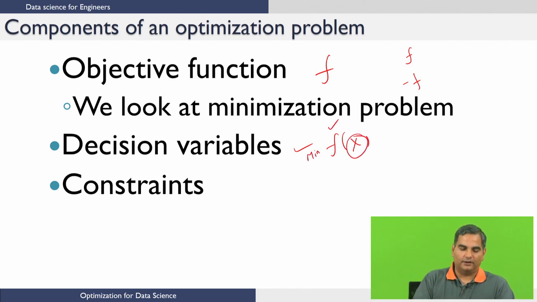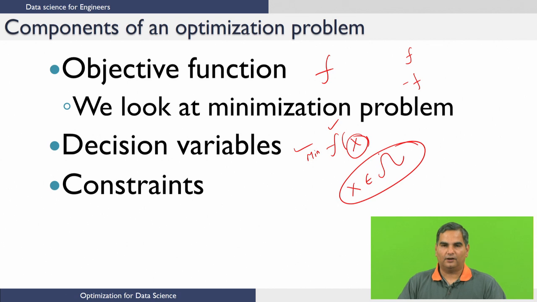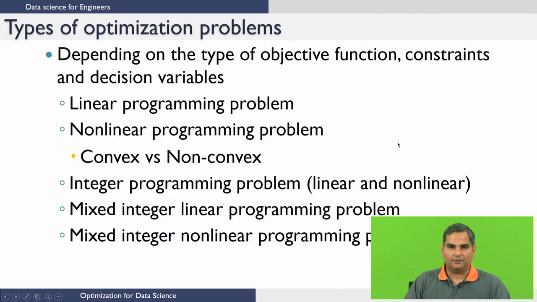And the third component is the constraint, which basically constrains this x to some set that will be defined as we go along. So, whenever you look at an optimization problem, you should look for these three components. In cases where this is missing, we call these unconstrained optimization problems. In cases where this is there and we have to have the solution satisfy these constraints, we call them constrained optimization problems.